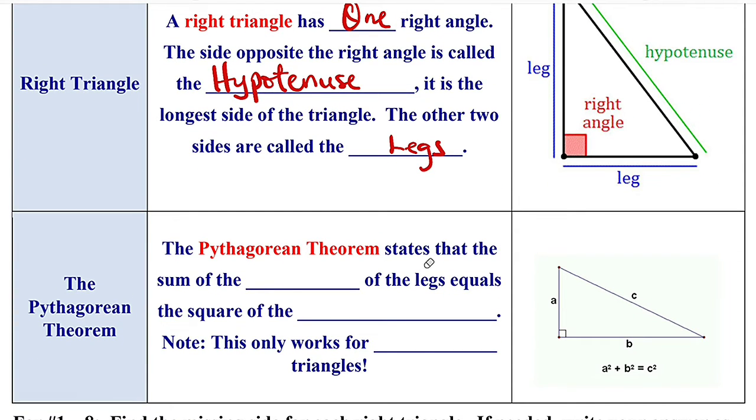Let's go to the next question. The Pythagorean theorem states that the sum of dash dash of the legs equals the square of the dash dash. Okay, the sum of the squares. So let me write squares here. If you square these, you sum them together, that is what it means. It is equal to the square of the hypotenuse. This only works for right angle triangles.